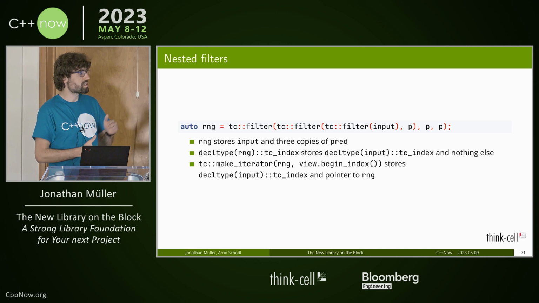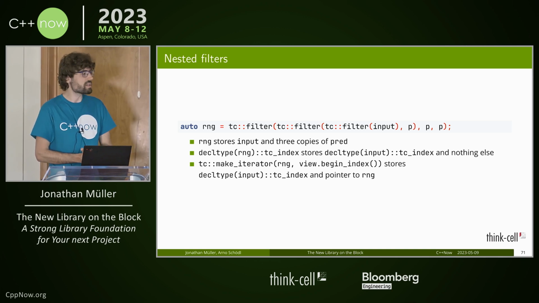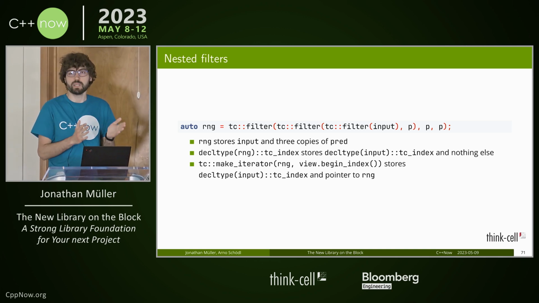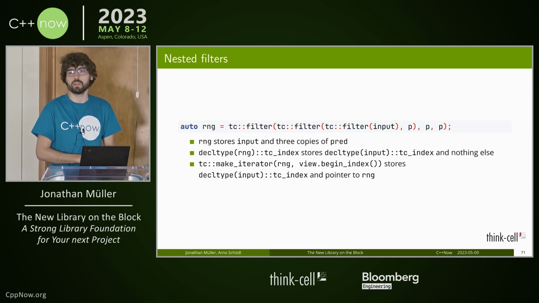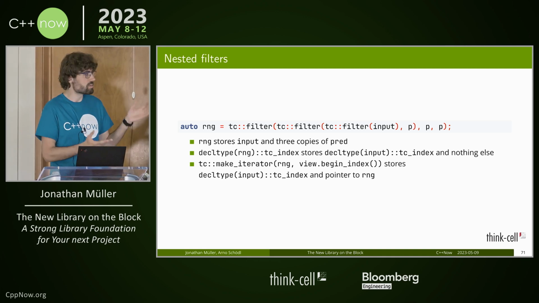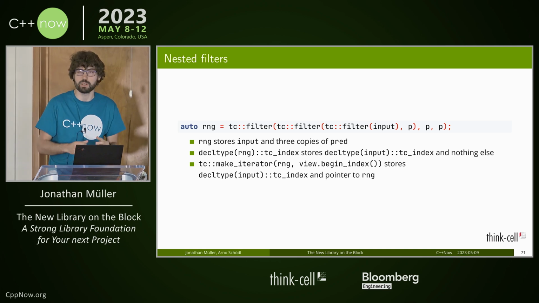With indices, the range is still the same. We store the input and 3 copies of the predicate, but the index type is the same. So we don't need to store any additional logic in the index. And when we want to turn that into an iterator, we just need to store 1 additional pointer instead of the 3 additional pointers that we needed. So in deeply nesting many range adapters, we're a lot more efficient.